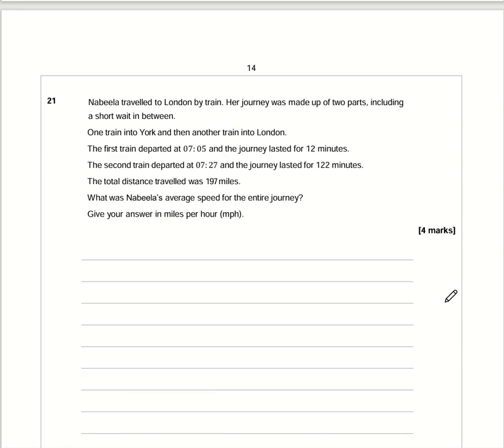Okay, question 21. What I'm going to do here is work out what time the journey ends. We know the first bit of the journey lasts 12 minutes, but there's also a bit of waiting time, so that's kind of irrelevant. Let's just work out what time the second train arrives in London. So 122 minutes, I would convert that into hours and minutes. That is 60, 120, so that is 2 hours and 2 minutes.